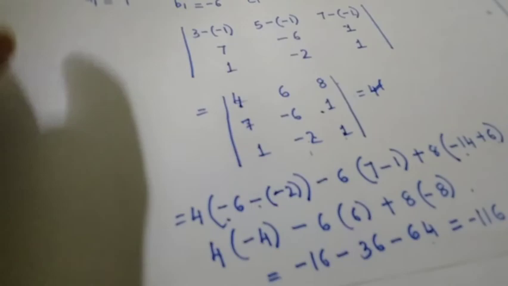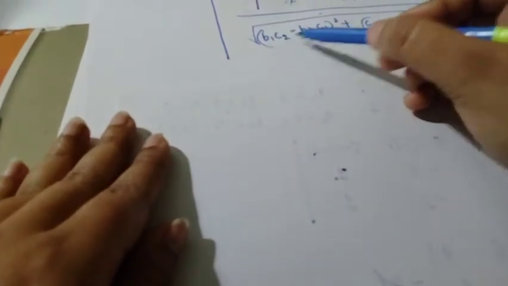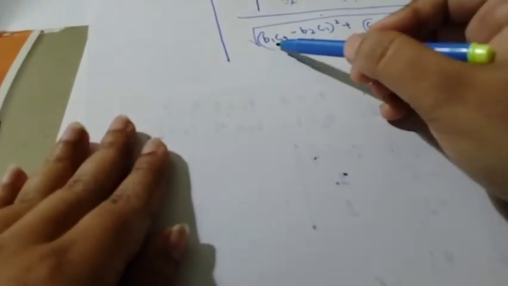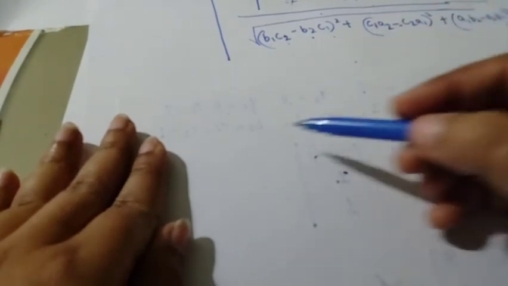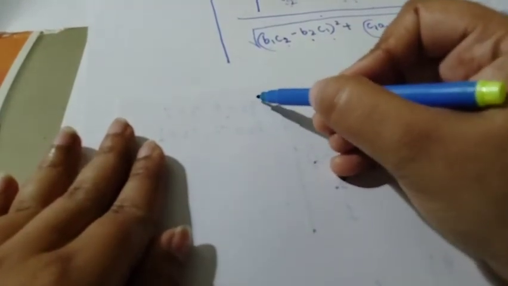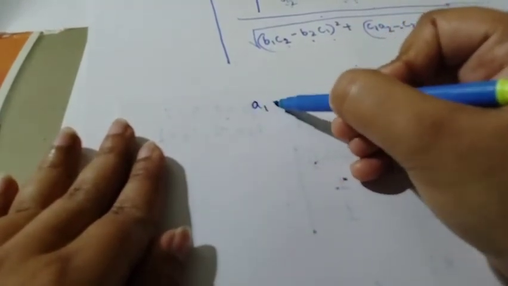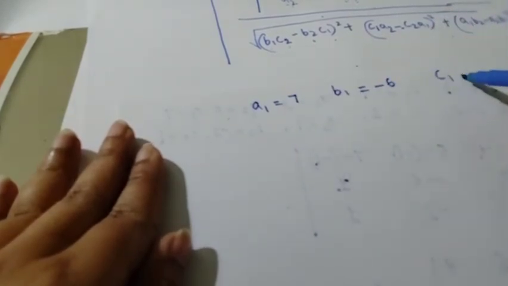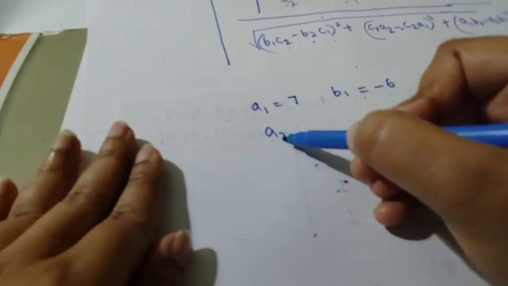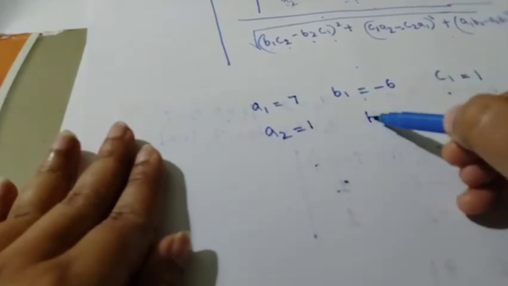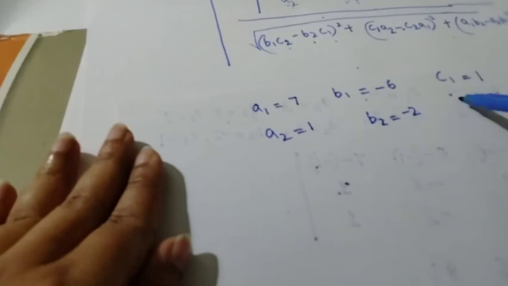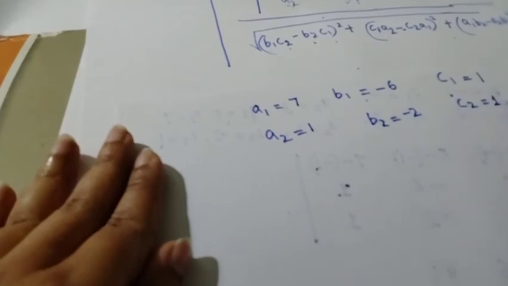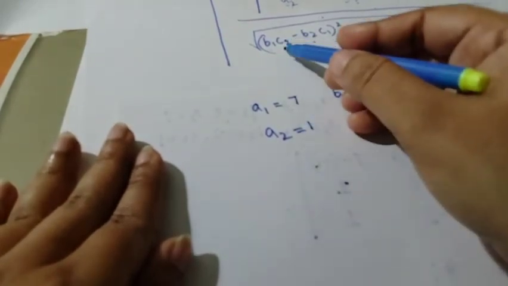Okay, next I have to solve the denominator part. So this is the denominator b1 c2 minus b2 c1. So what is the b1 value? I write it here. a1 is 7, b1 is minus 6, c1 is 1. Similarly, a2 value is 1, b2 value is minus 2 and c2 value is 1. Okay, using this I have to solve this part.